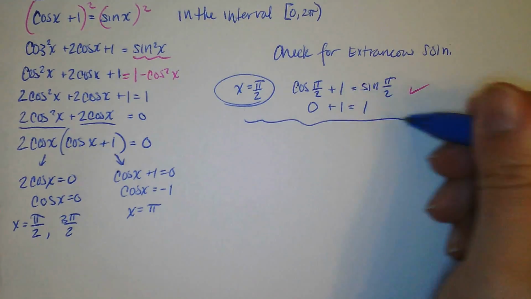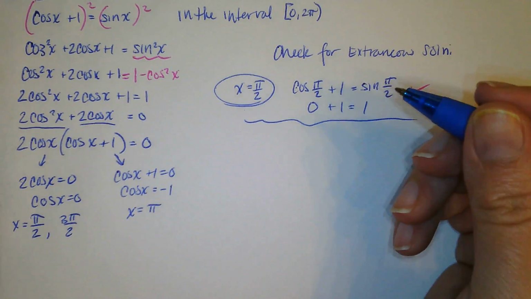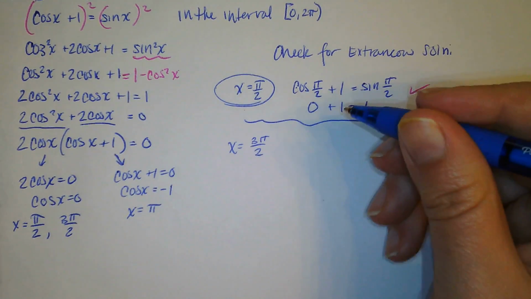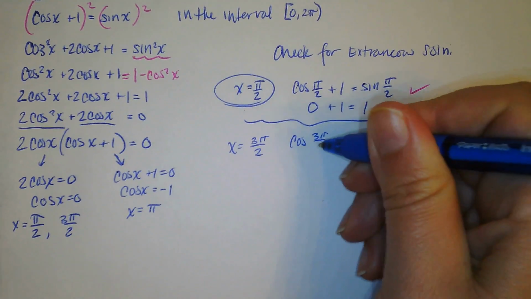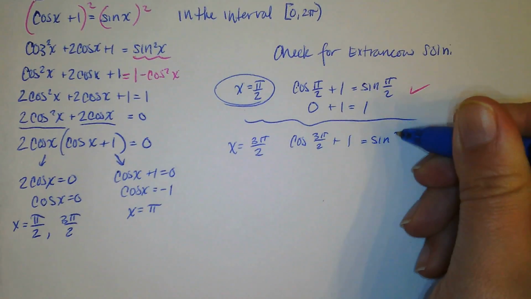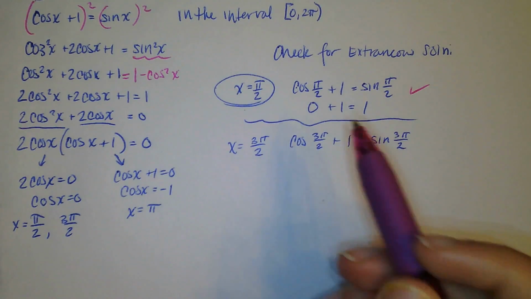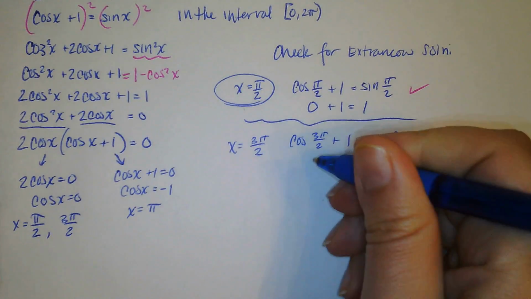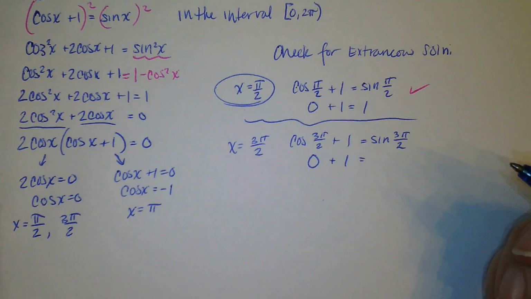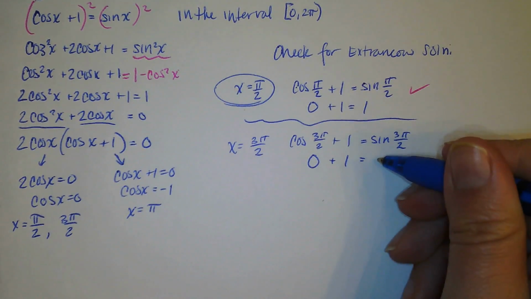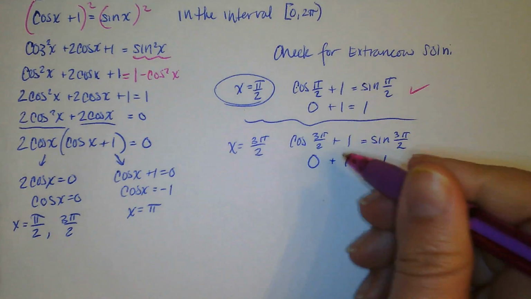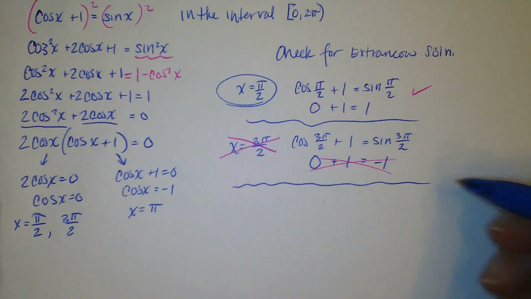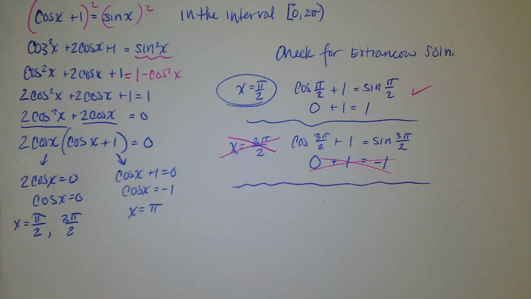All right, next up, we have x equals 3 pi over 2. Let's see, cosine 3 pi over 2 plus 1 equals sine 3 pi over 2. Cosine of 3 pi over 2 is 0 again. Plus 1 equals sine of 3 pi over 2. Sine of 3 pi over 2 is negative 1. Does not work. This is not a solution. This is extraneous.